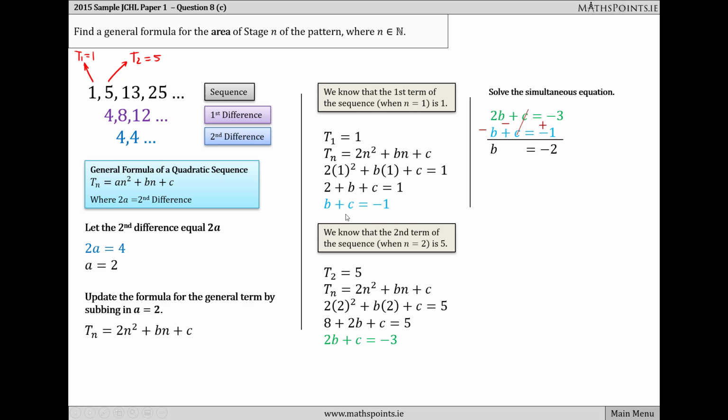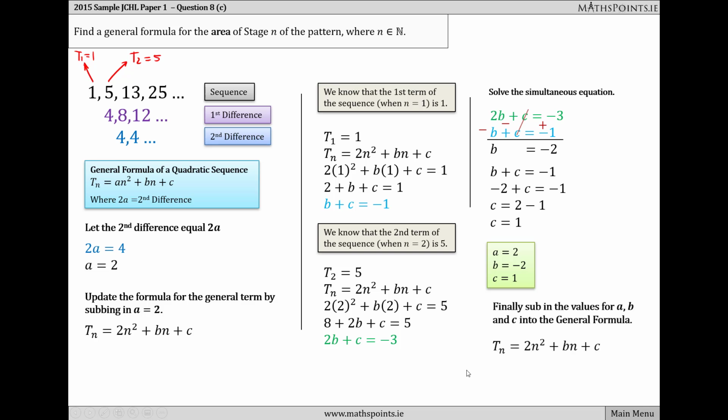If we sub this back into the original equation, b plus c equals minus 1, we get minus 2 plus c is equal to minus 1. We're going to add a 2 to both sides, and we get c is equal to 2 minus 1, and we get c is equal to 1. So now we've found the a, b, and c terms for the question. We're going to sub these back into our formula for the general term for the area. So our formula was 2n squared plus bn plus c. We found b and c, so we're going to sub them into our formula.